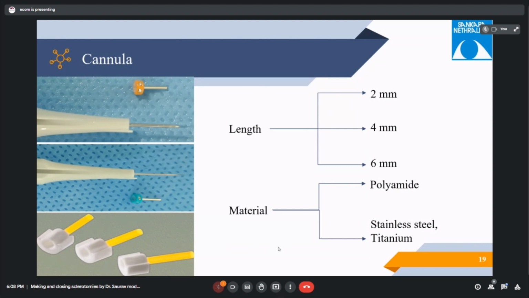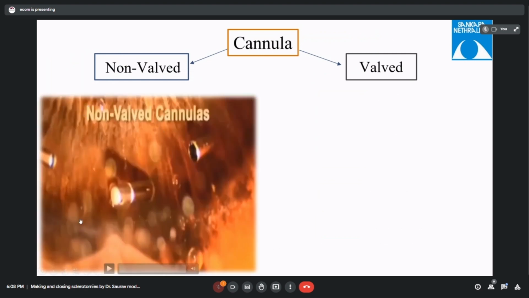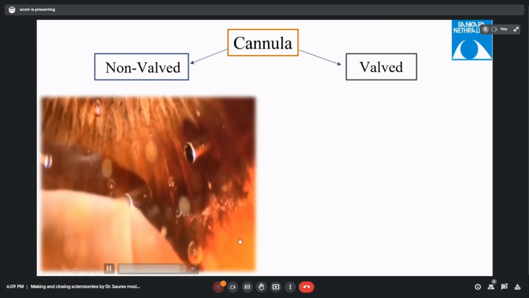So cannulas are walled and non-walled. Non-walled cannulas are basically an open system where there is a continuous leakage from the wound. There is an extrusion or incarceration of the vitreous in the wound during instrument removal. Here is a small video demonstrating how, with non-walled cannulas, after removal of the instrument there is pulling of the retina towards it, and a highly turbulent environment, unstable fluidics, making it unfavorable for operation.